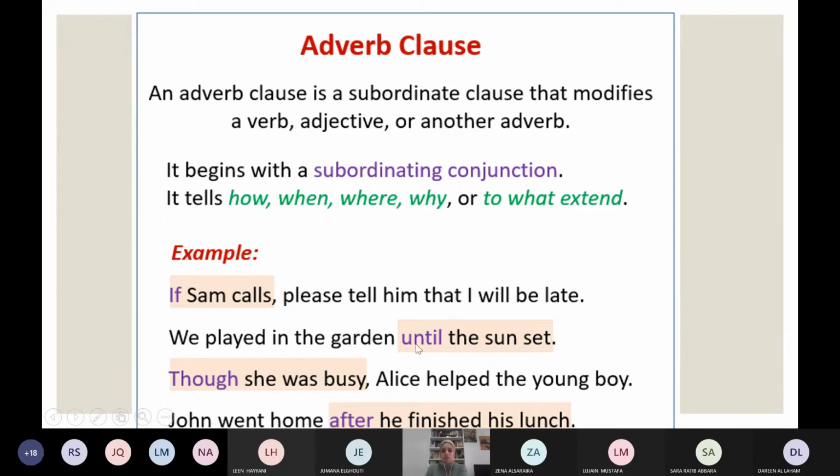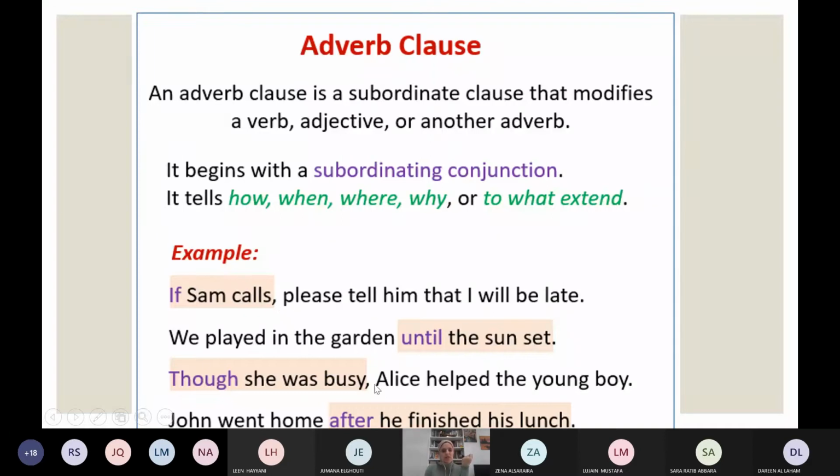We played in the garden until the sun sets. Independent clause, we played in the garden. Dependent clause, until the sun sets. Why is there a comma here and there is no comma here? Can you tell me, please? Because it's in the middle of the sentence. No. Because when we have a dependent clause, then an independent clause, we put a comma between them. When I start with the dependent clause, I add a comma. Here, the dependent clause came at the end, so I do not add a comma.